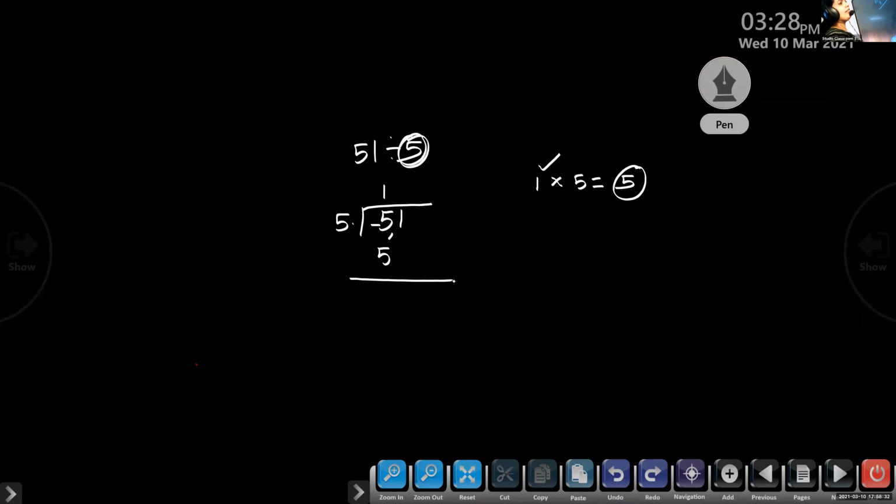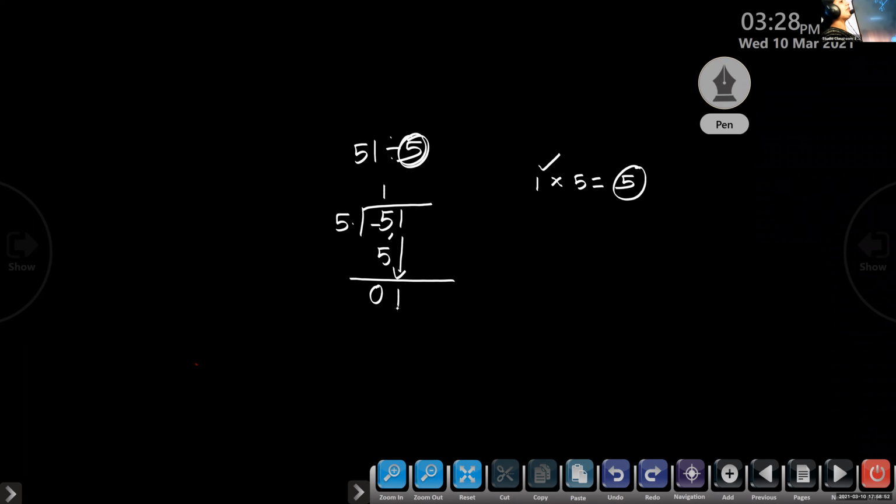5 minus 5? 0. And what is the next step? Bring down 1. Now 1 is less than 5 or greater than 5? Less than 5. 1 is less than 5.